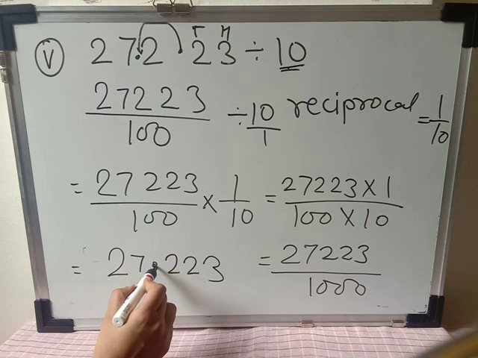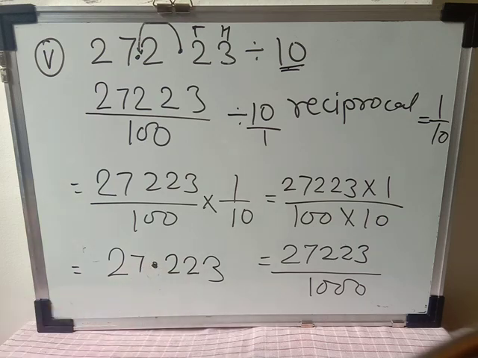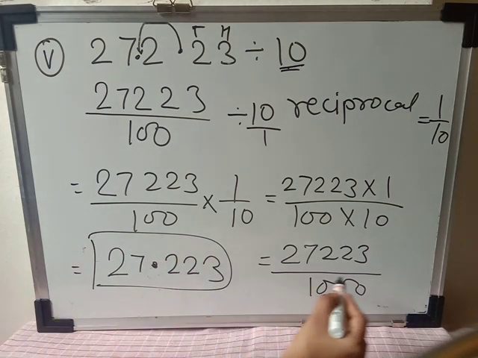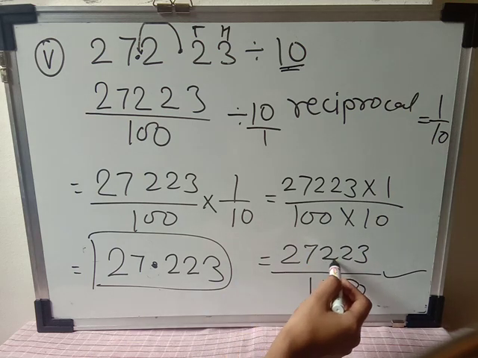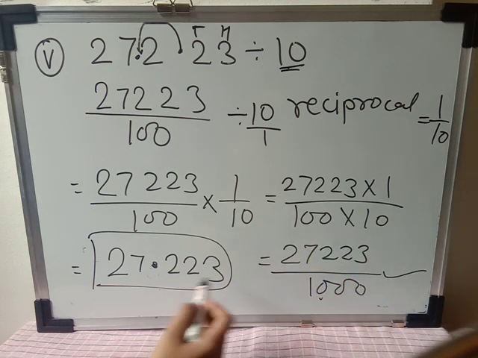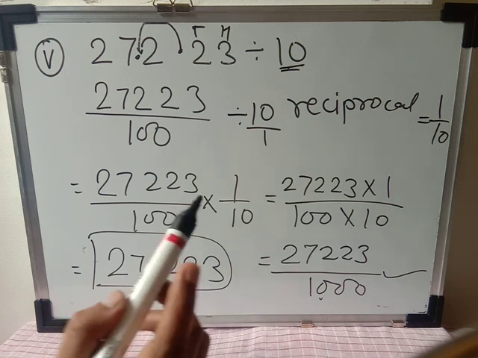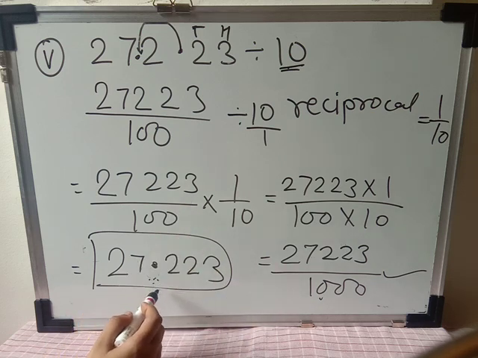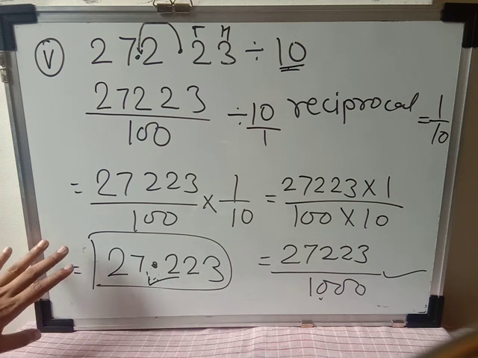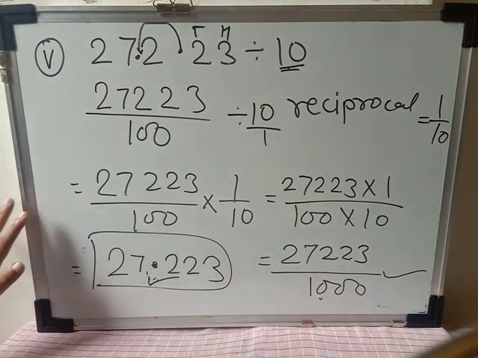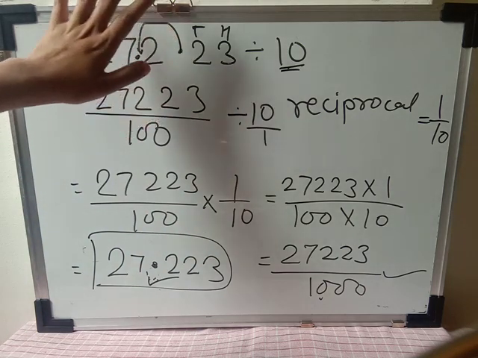27.223. Now to cross check your answer, just divide these two numbers, meaning divide 27,223 by 1000, and you will get the same answer. Please cross check it, I am just telling you to do it yourself. You will get the same answer. Nothing is there which you are not understanding over here. I did not do anything different, I have only told you what the method is.